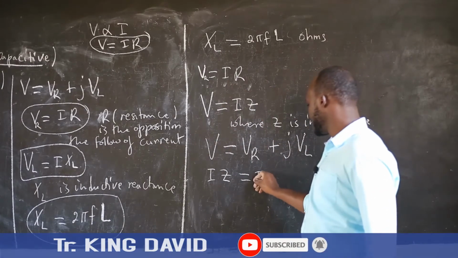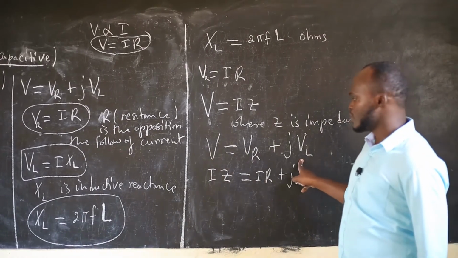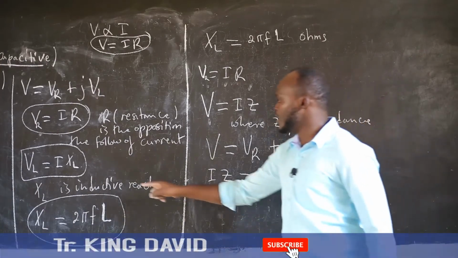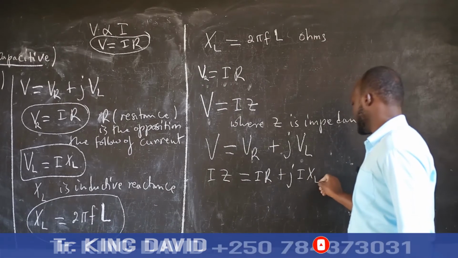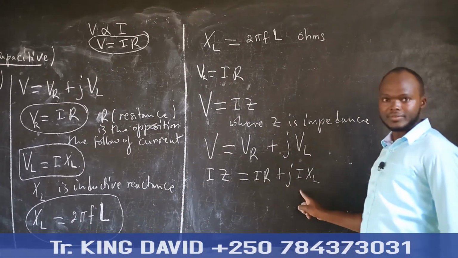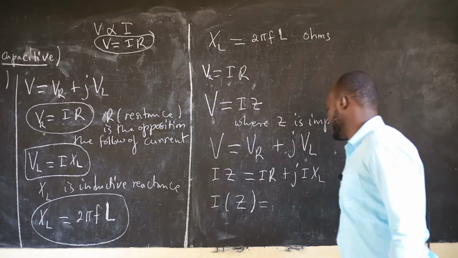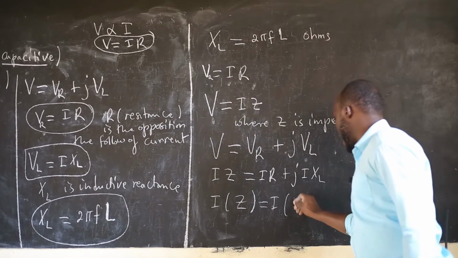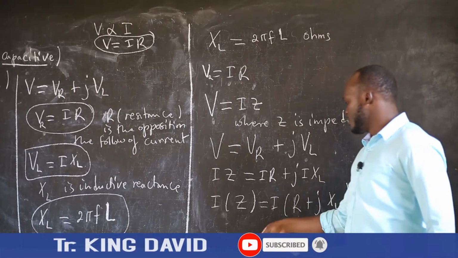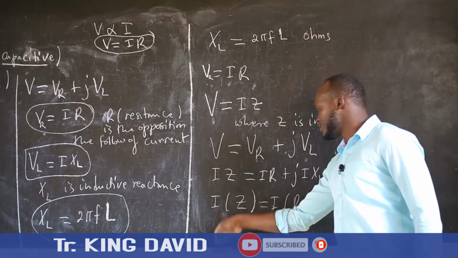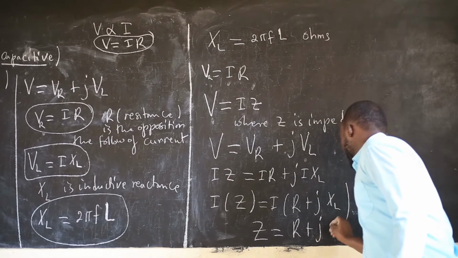plus j VL, where VL is current times inductive reactance. You see current is common. We take I out of the bracket, and we remain with Z equal to I into the bracket R plus jXL. This I cancels this I, and we remain with Z equal to R plus jXL.